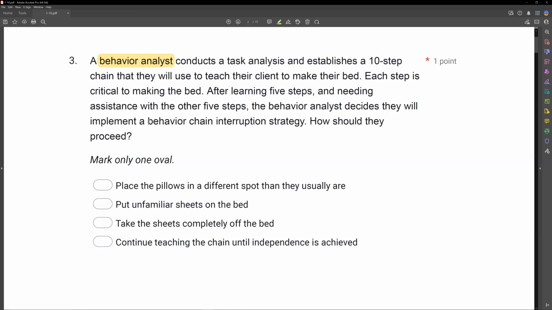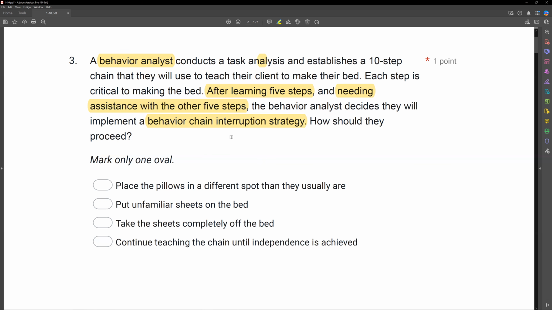We know they want to implement a behavior chain interruption strategy, meaning they're going to interrupt this chain at some point. Now, do you notice anything wrong with that strategy at the time? Well, what I notice, right, is that after learning 5 steps, the client still needs assistance with the other 5 steps.